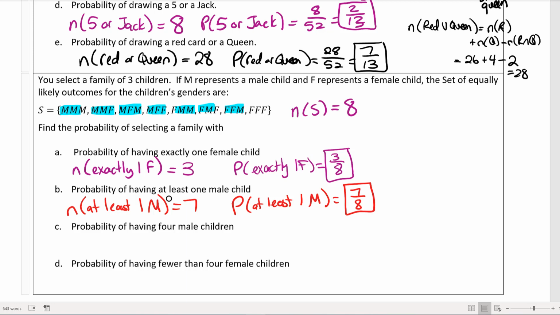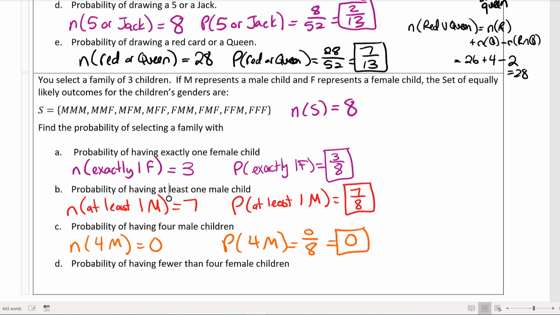Our next example says, what's the probability of having 4 male children? Well, remember we only have families that have 3 children. So what's the probability of having 4 male children in this sample space? None. There are no outcomes of 4 males. So therefore the probability of 4 males is 0 out of 8, which is just 0, which means it's a complete impossibility of having 4 males when you're selecting a family that only has 3 children.